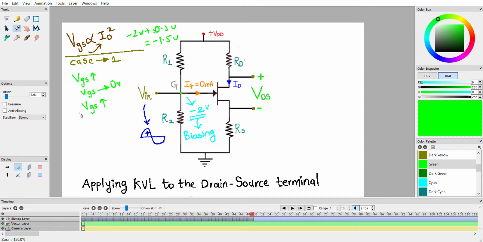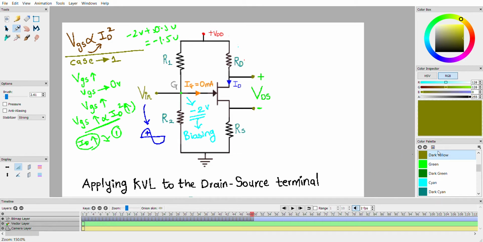If VGS has increased, that means my current has also increased, since VGS is directly proportional to ID square. Good. So consider this as equation 1, or just think of it as logic, or basically remember it, because now I will be explaining the KVL part.